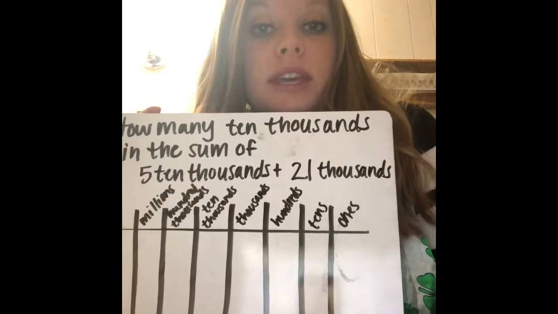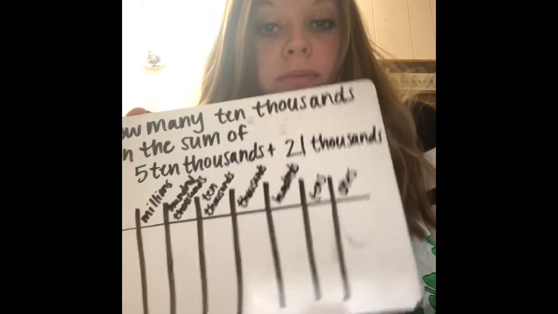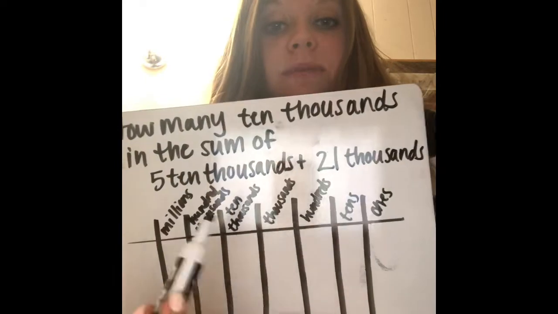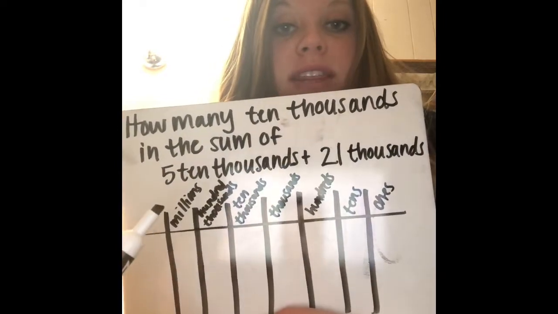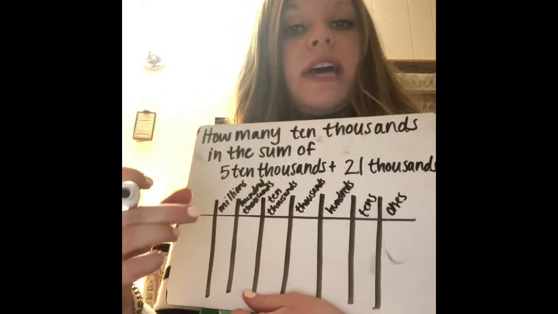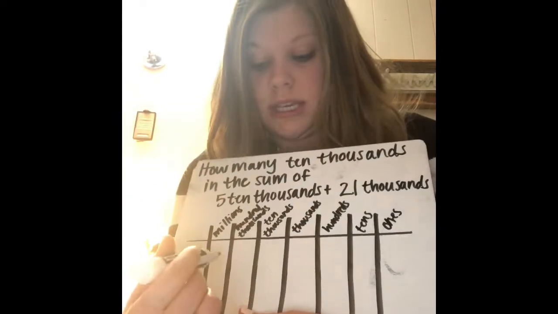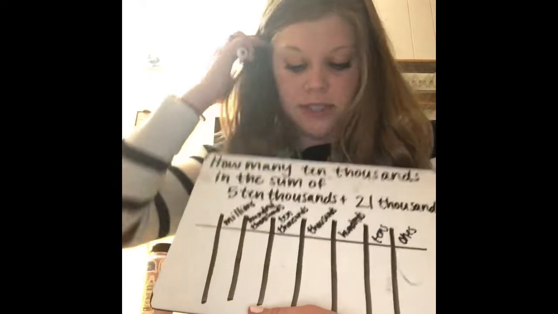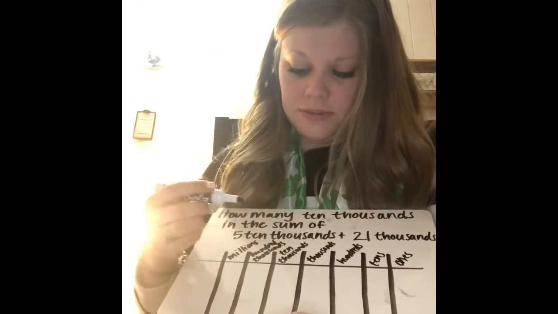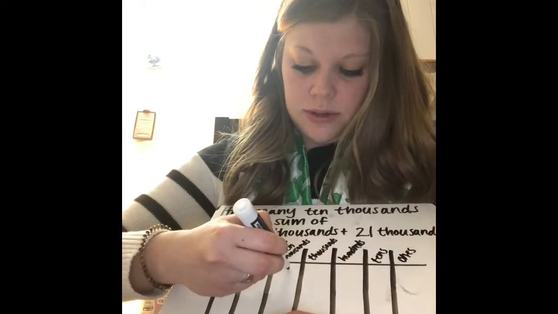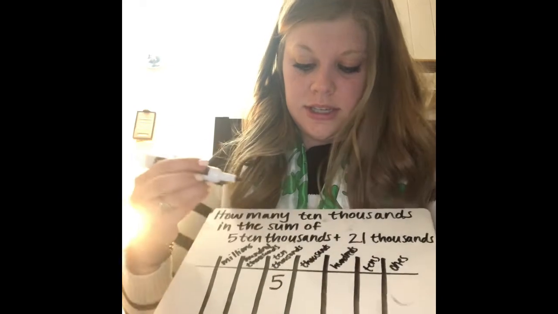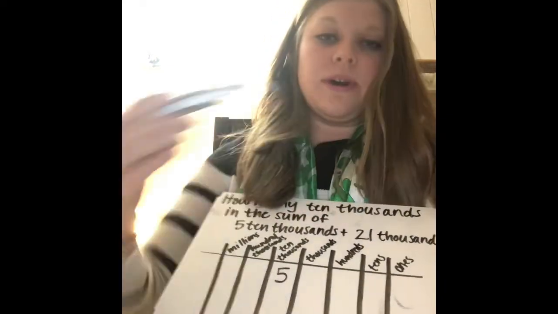Okay, next problem. How many 10,000s are in the sum of 5 10,000s plus 21 thousands? Now remember, a sum is an answer to an addition problem. So we've got to add these numbers together and then figure out how many 10,000s are in that number. To do that, I am in unit form right now, so I'm going to put these in standard form in my place value chart here. So we have 5 10,000s.